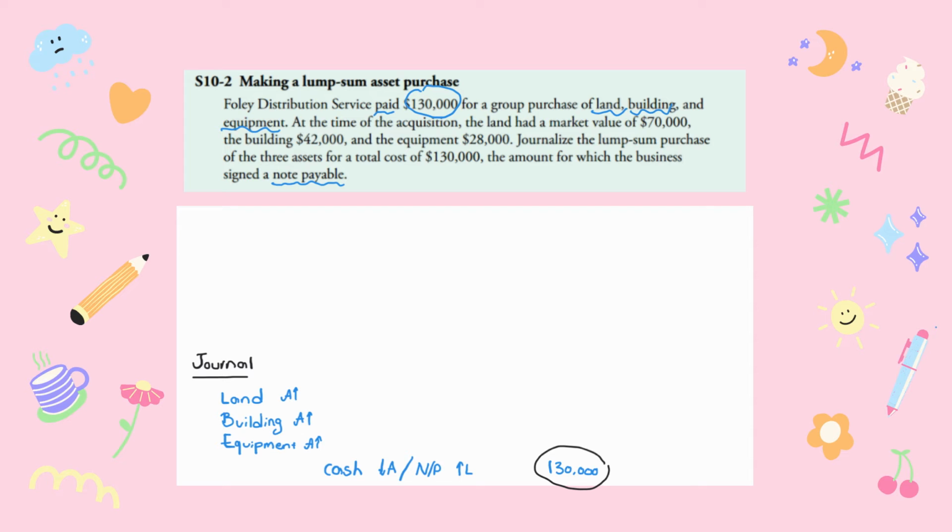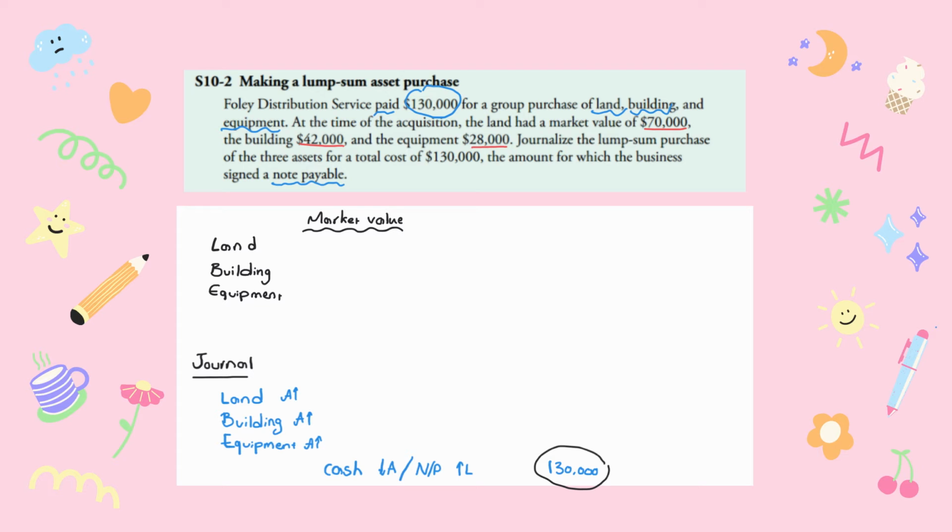Now we have the market value for the land 70,000, for the building 42,000, for the equipment 28,000. If we add them up, I'm gonna get 140,000, not 130,000. So my entry will not be balanced, because on the debit side I have 3 assets. The total cost for them is 140,000, while on the credit side I have 130,000. So what shall I do? I need to find the allocated amount or the assigned amount out of the 130.